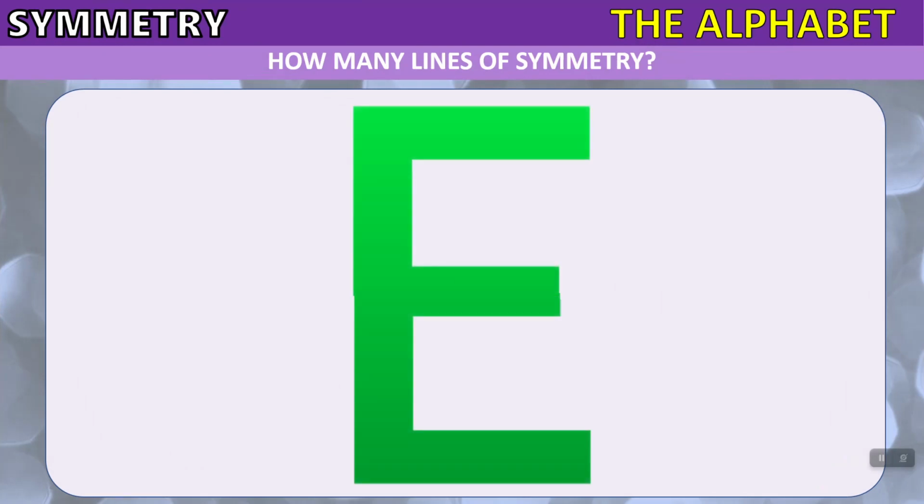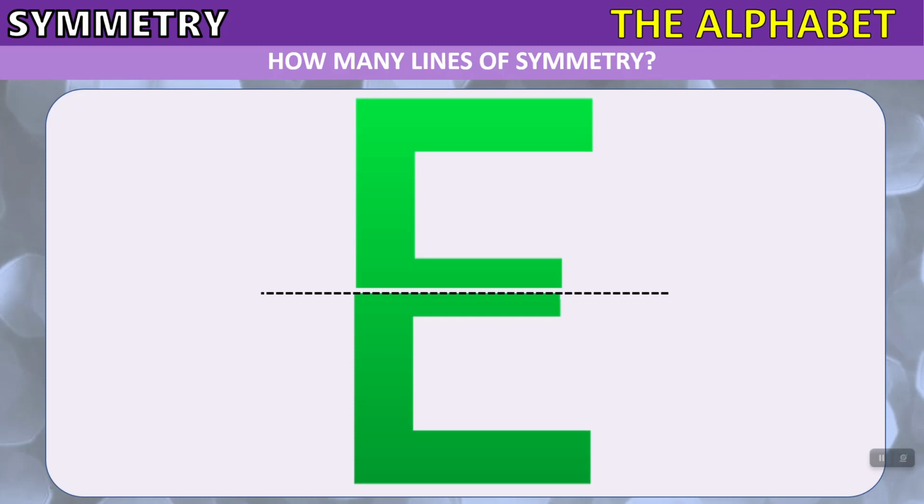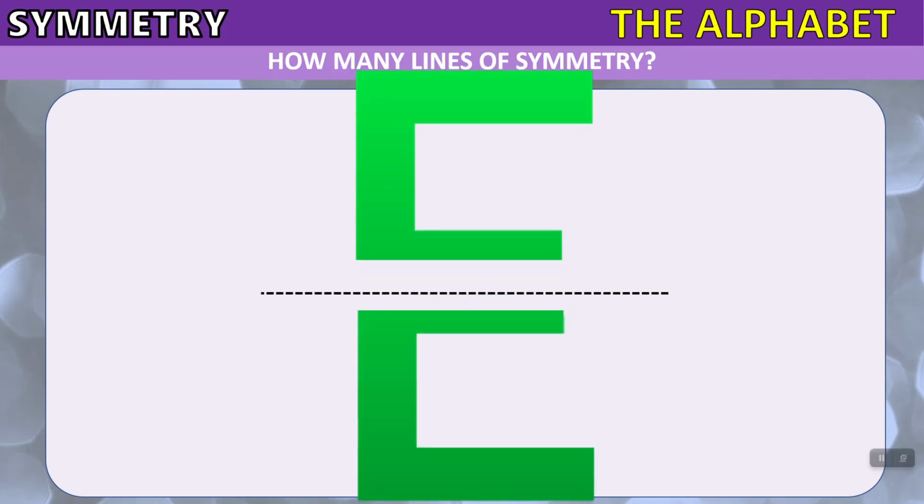Going to E, by now you can see this is the line of symmetry from left to right. If we expand it, the top is a reflection of the bottom. If we folded it, imagining if it was a piece of paper, it would fold onto each other. This is a line of symmetry. It has 1.